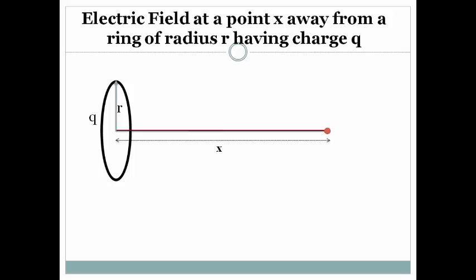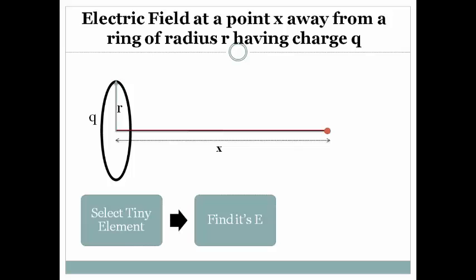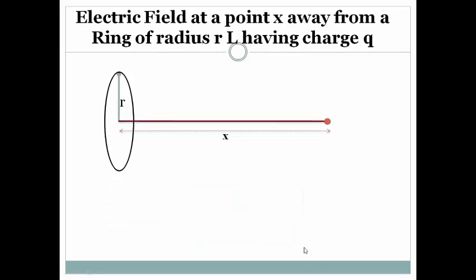Now we follow a simple process for such continuous charge distribution. The first step here is to select a tiny element, then find the electric field only due to that tiny element, and in the final step we integrate for the whole body. Now to follow those three steps mathematically, first we select a tiny element.